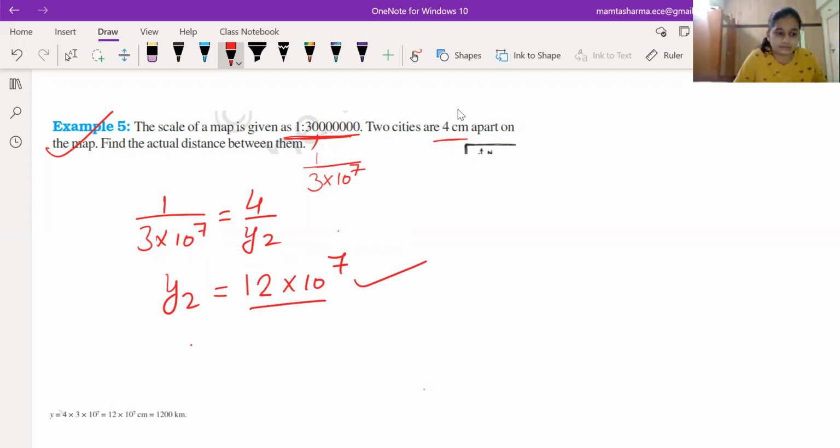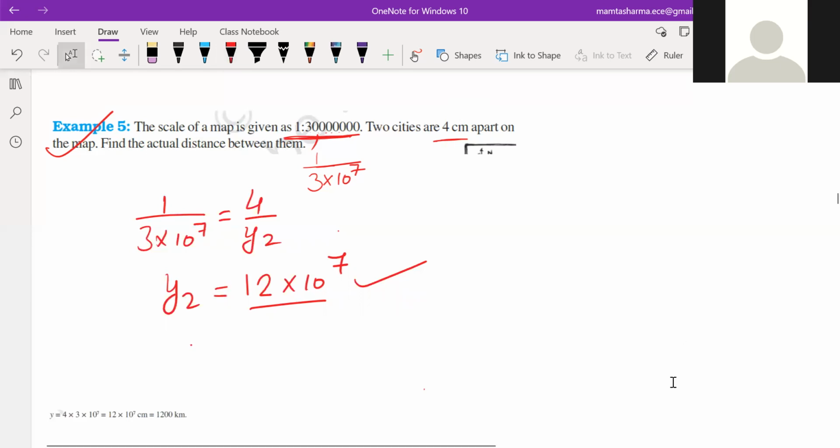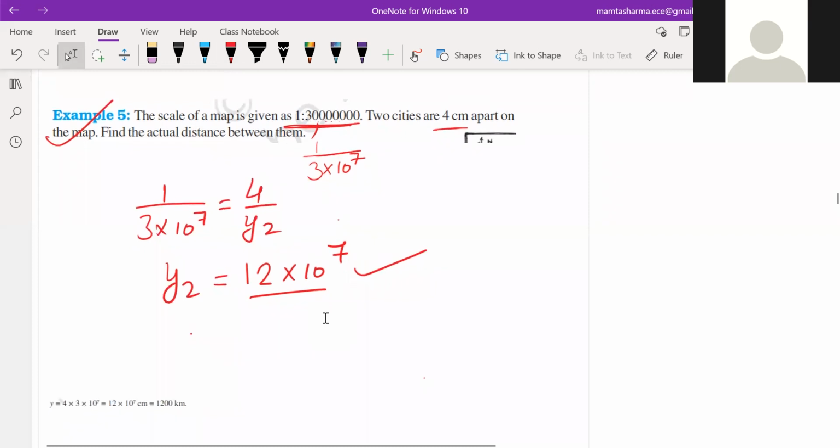Harshita, is this correct? This answer is correct or not? Abhinav, is this answer correct? Yes, ma'am. Okay, so this is the direct proportion. The length will be in direct proportion.